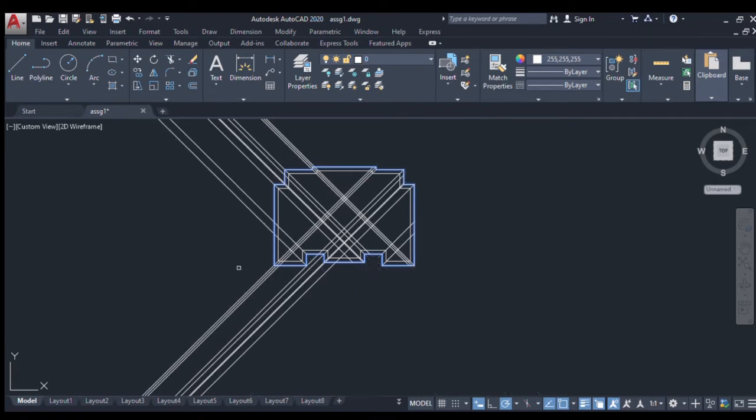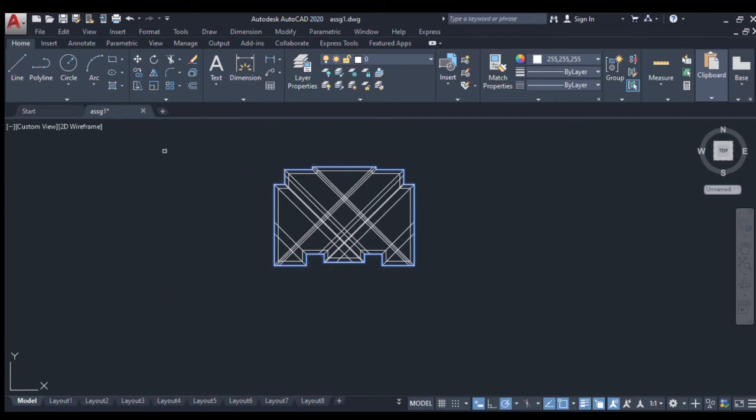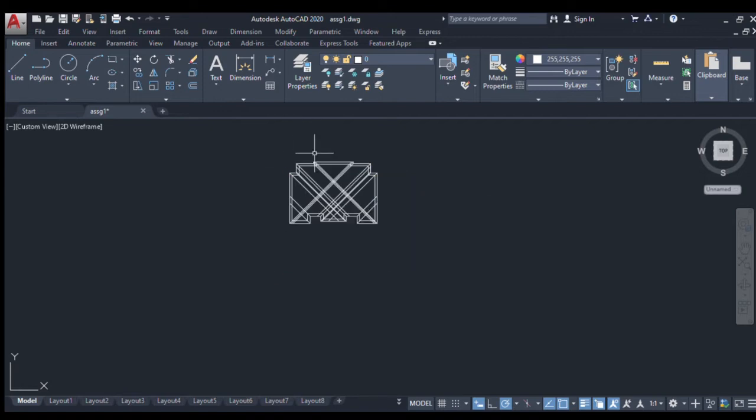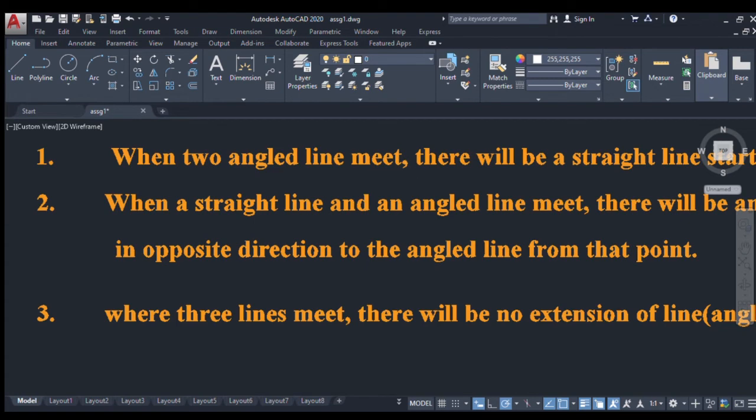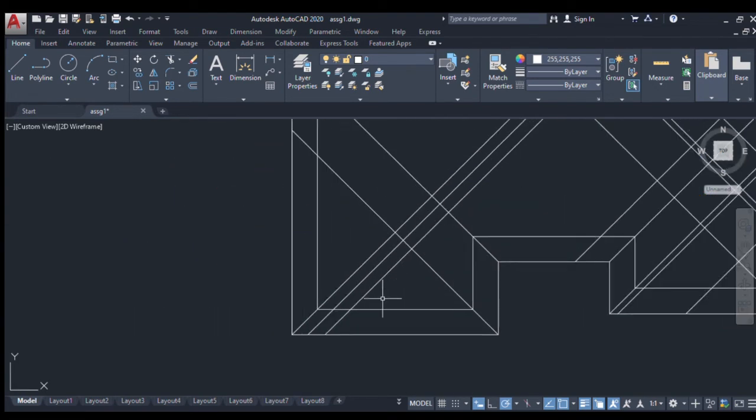Okay, right, fine. The first rule says that when two angled lines meet, there will be a straight line from that point. An angled line is one whose angle of inclination is not 90, 270, 180, 360 or 0 degrees. This one is an angled line because it is inclined at 45 degrees, and this is also an angled line inclined at 45 degrees. Where the two angled lines meet, there will be a continuation of a straight line at that point.